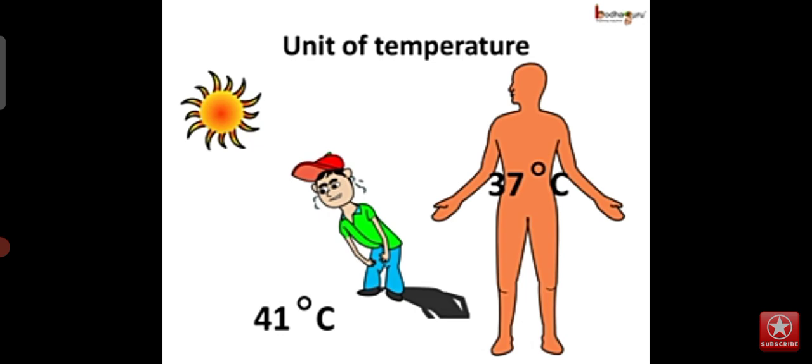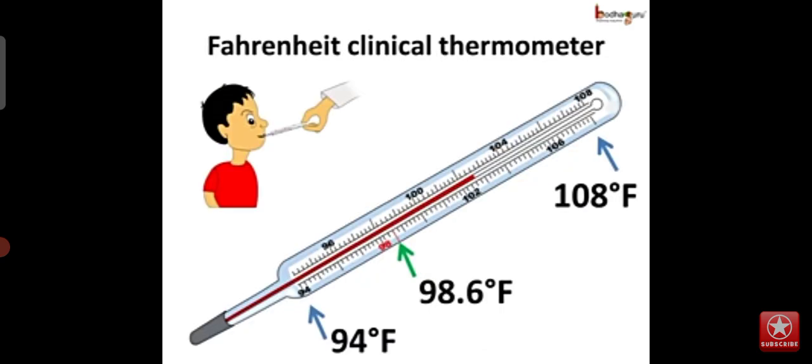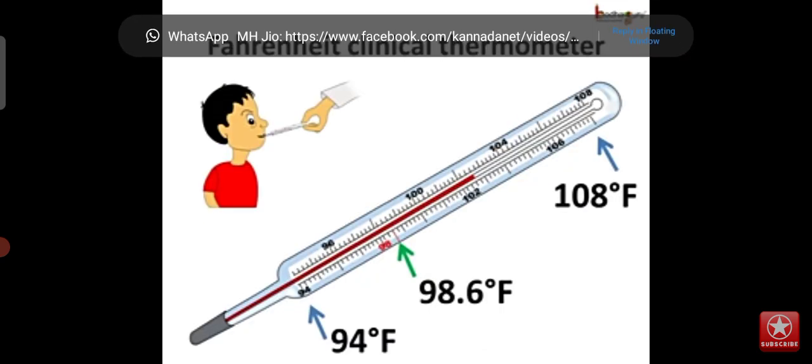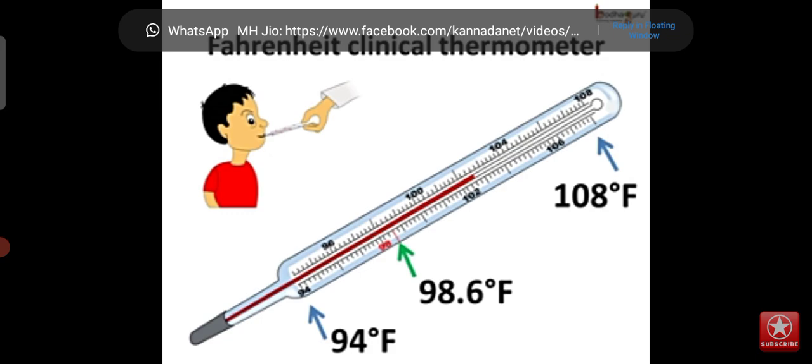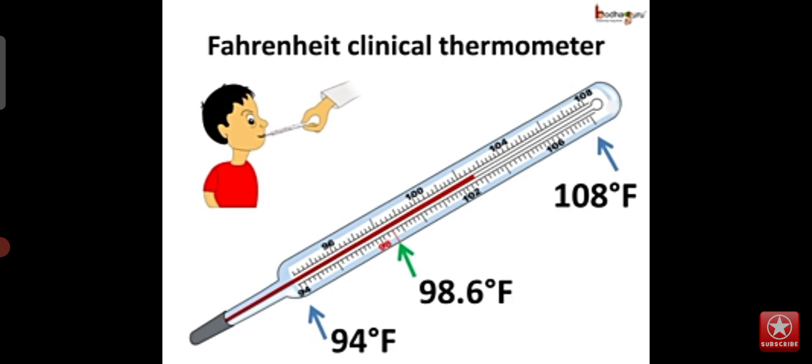Like the temperature on a summer noon was 41 degrees Celsius. The normal temperature of a human body is 37 degrees Celsius. When we have fever, it means our body is hotter than normal. You must have seen or used the clinical thermometer used to measure the body temperature.